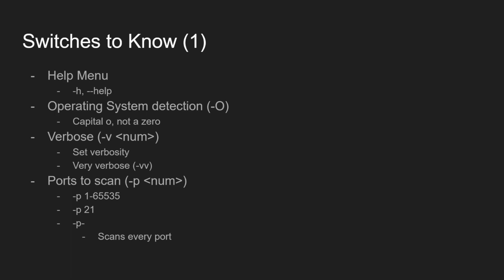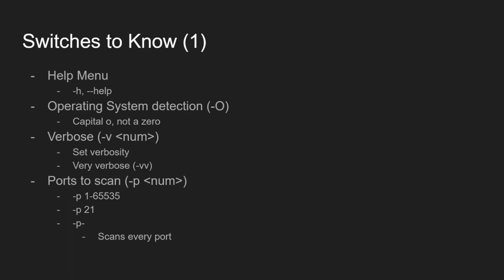Operating system detection, which is going to be -O, and again, that's a capital O, not a 0. Different operating systems will respond to packets in different ways with different time to live, so TTLs, and other various characteristics. Using those differences, Nmap is actually able to interrogate the machine and figure out roughly what operating system it is. It may not be 100% accurate, but it can give you a lot of insight into what we're looking at.